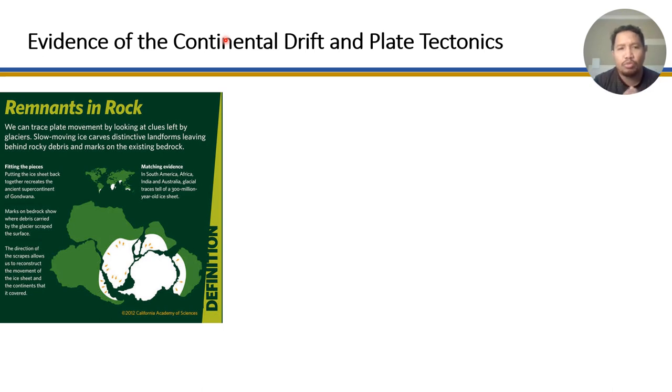Another example of remnants in rock is that rocks found in the middle of continents may contain fossils of marine animals. Marine animals cannot live on the continents. One example is the discovery of the fossil Glossopteris tree in Antarctica, South America, Africa, India, and Australia. Glossopteris trees are known to have lived in a warm climate, so their presence on these continents suggests that they were once connected. This is consistent with the theory of plate tectonics, which predicts that the continents were once part of the supercontinent called Pangaea.